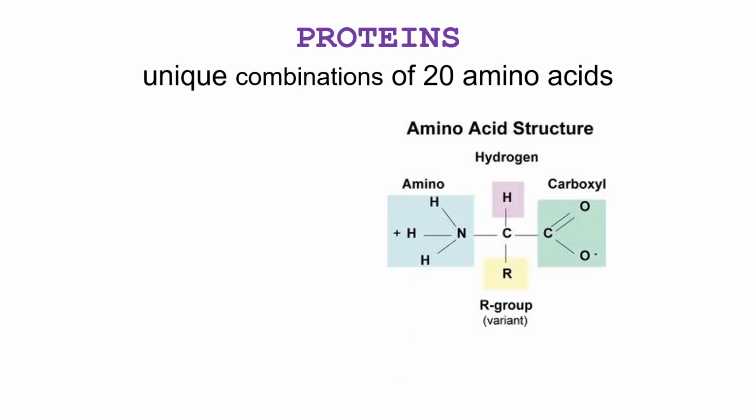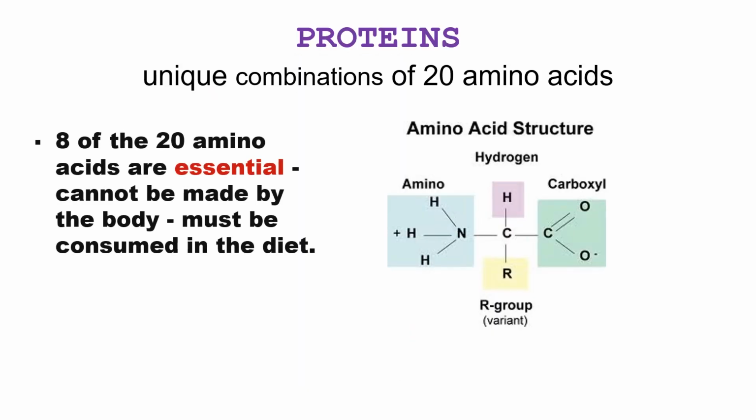So proteins are made out of amino acids. There are 20 amino acids. 8 of them are what we call essential amino acids, which means that your body cannot synthesize them. So you get them from the food that you ingest. So it is extremely important to have a balanced diet.